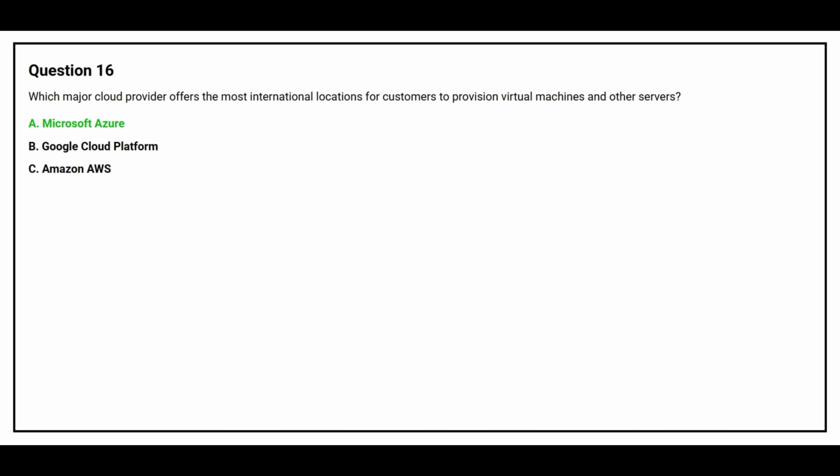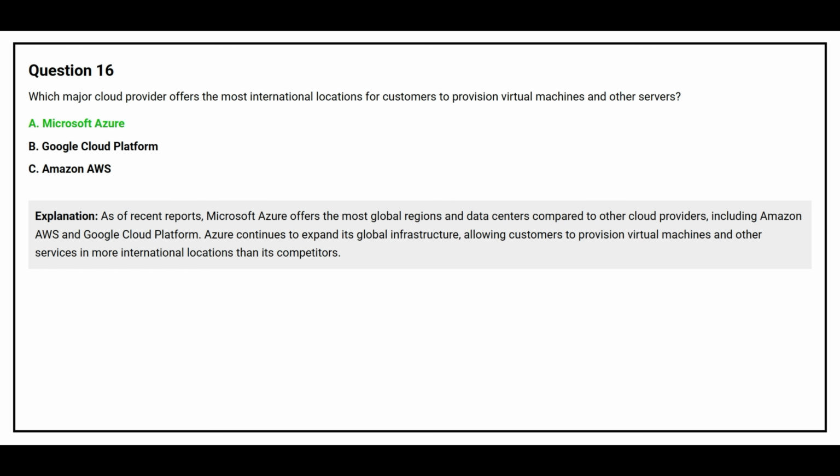The correct answer is option A, Microsoft Azure. As of recent reports, Microsoft Azure offers the most global regions and data centers compared to other cloud providers, including Amazon AWS and Google Cloud Platform. Azure continues to expand its global infrastructure, allowing customers to provision virtual machines and other services in more international locations than its competitors.